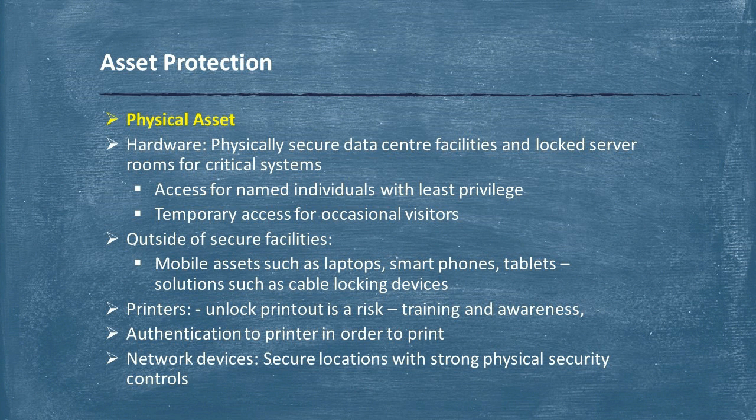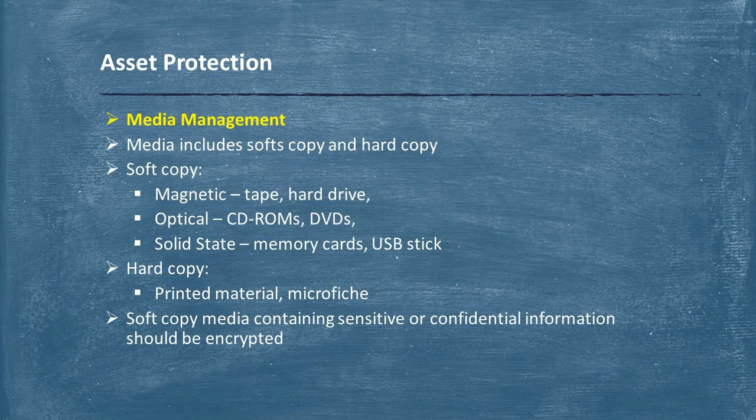And the network devices need secure locations with strong physical security controls. For example, if it is a communication room, that is the network backbone room, if somebody could enter into that and unplug a cable, then the network is gone down and everything is going to fail. So there, a very strong protection. It should be locked always, and only authorized people should be allowed inside.